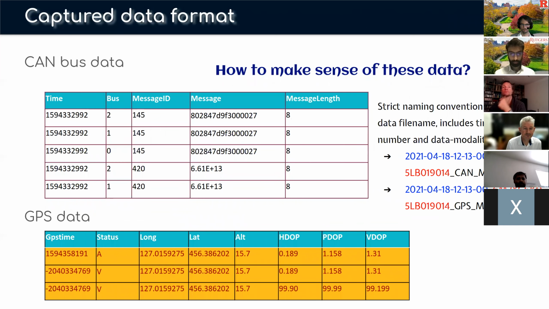Another question is how to make sense of these data. The CAN bus messages come out in this format: we have a time, the bus, and each message ID corresponding to one particular signal. The messages are coded as hex messages. Along with that, we can also get GPS data, which we can use for ground truthing to check where the vehicle is, and for many other things, for example estimating the road grade if we have really high-fidelity data.